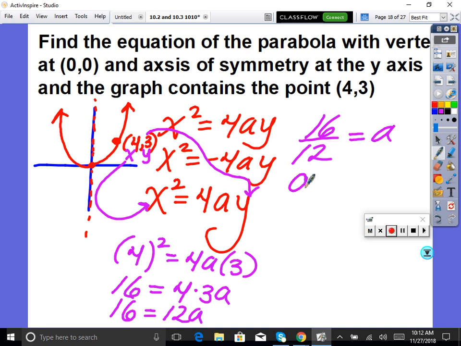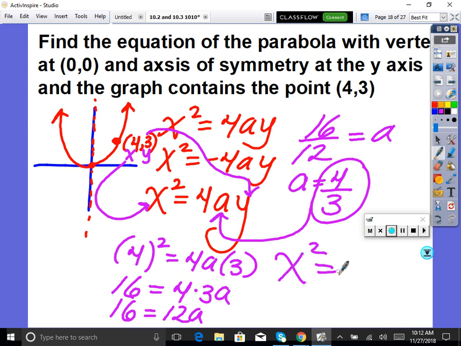So a equals 4/3. So now we just go back to our general equation, plug in 4/3, right there. 4/3 times 4 is, we multiply straight across everybody, 16/3. So our answer is x squared equals 16/3 y. I did 4 times 4/3, that's how I got 16/3.